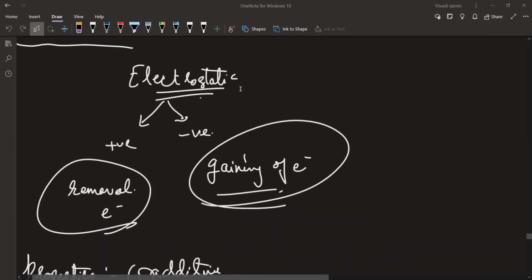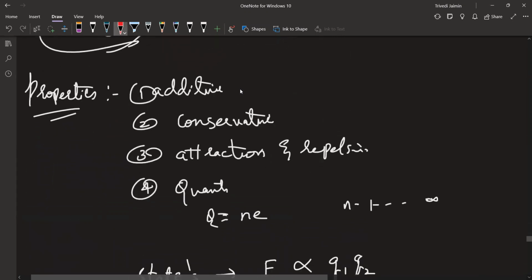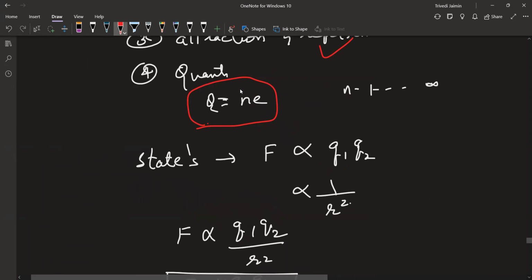Electrostatics. There are 2 types of charges. What are they? Positive and negative. And how to make a positive charge? By removal of electrons. Once electrons are removed, it will be positively charged. When someone gains electrons, that will be negatively charged. Properties of charges: they are additive in nature, they are conservative, they attract and repel, and quantization of charge, that is Q equals NE, the product of the number of electrons and the charge of an electron.